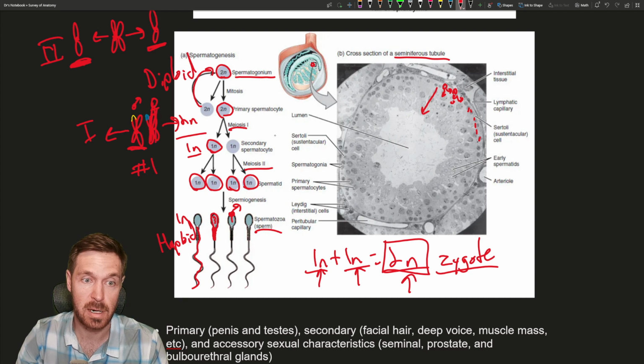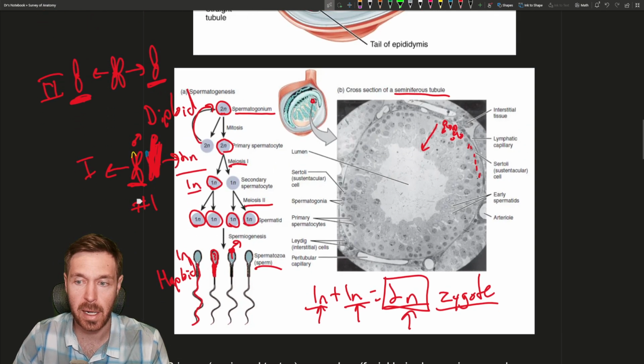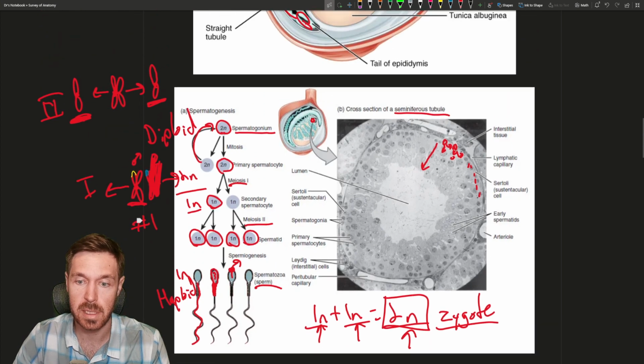So say this pair wasn't here for number 1, this individual would not survive. Now you can have more, but missing one is a different state. We'll talk about that more when we get into disorders. All right, now back to what's going on with males here.